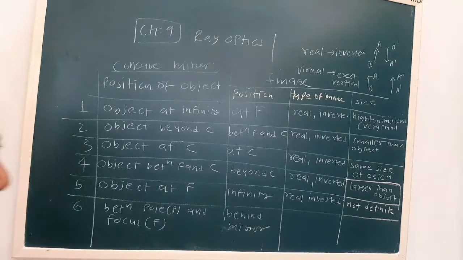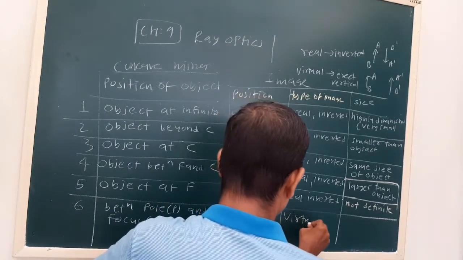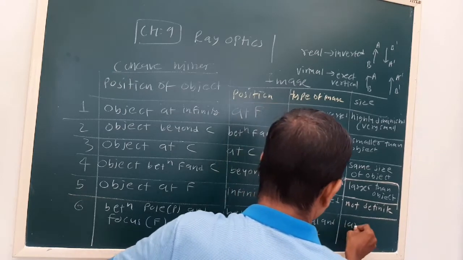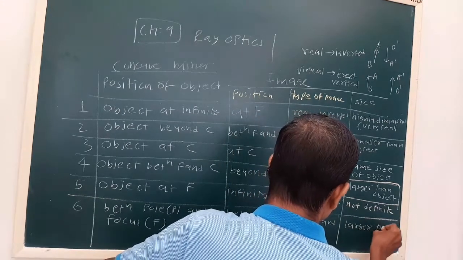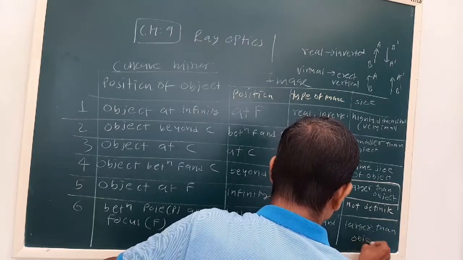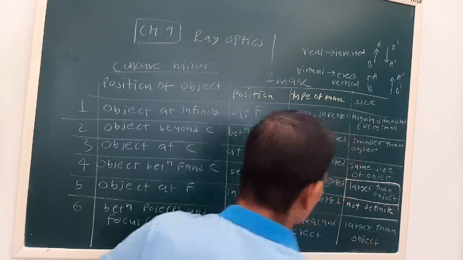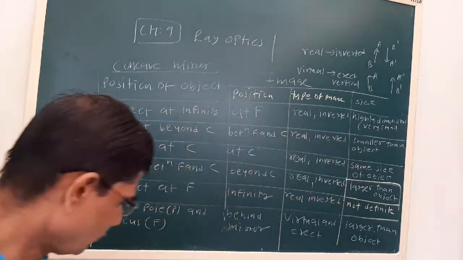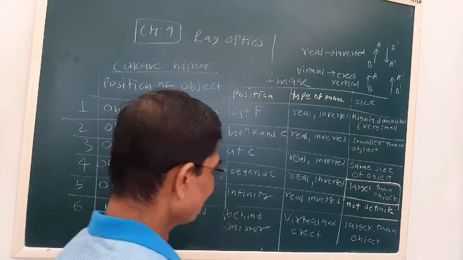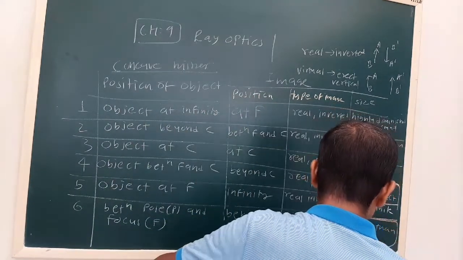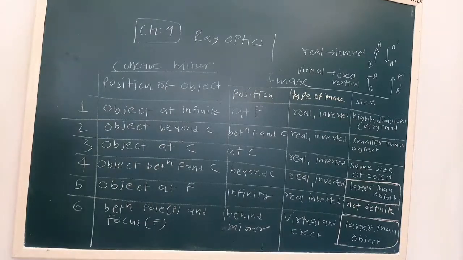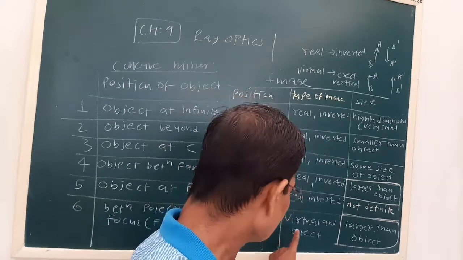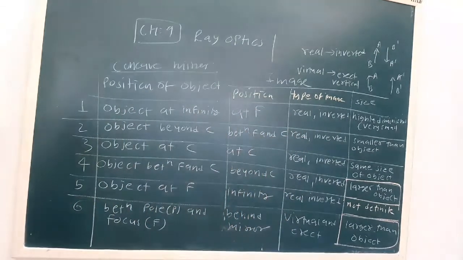Okay, it will be virtual and erect, and larger than. Okay. So what we see, there are 2 conditions in which a larger image is obtained. But remember, in one condition the image is real and inverted, and secondly the image is virtual and erect. Okay, now see.